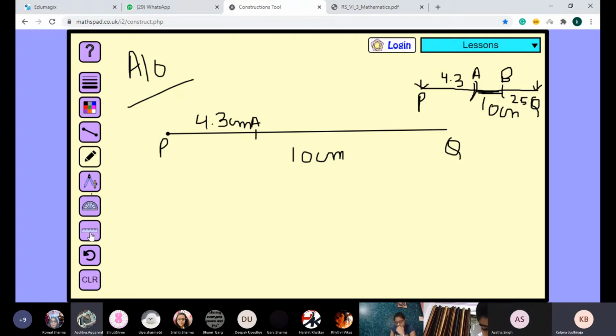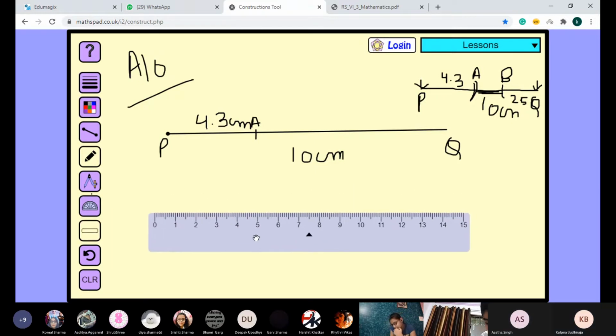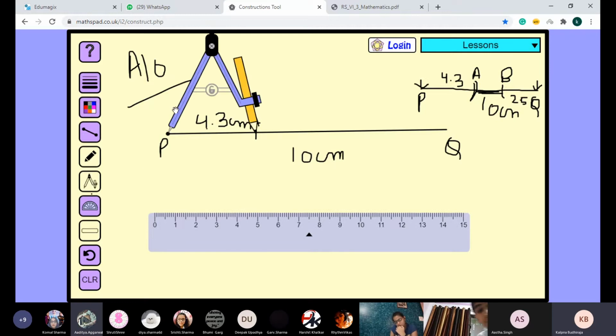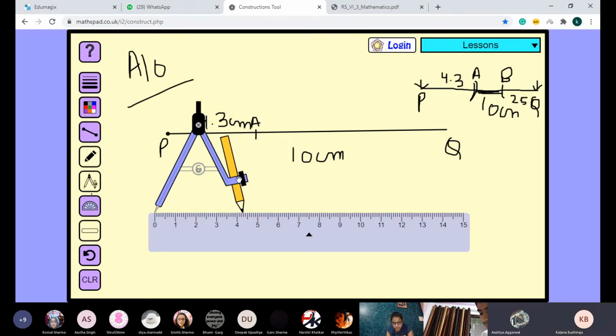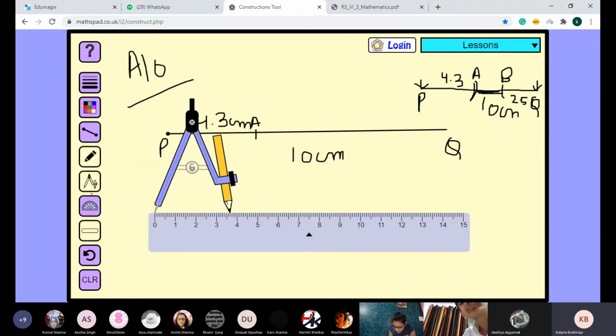Excuse me, ma'am. Yes, Aditya. Ma'am, from the compass we have to take 4.3 at the scale measure. Then we have to make, ma'am, a sign like this that you have made. Yes, an arc. You have to cut the PQ to get point A.